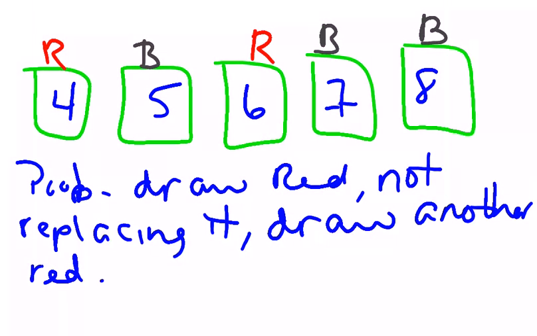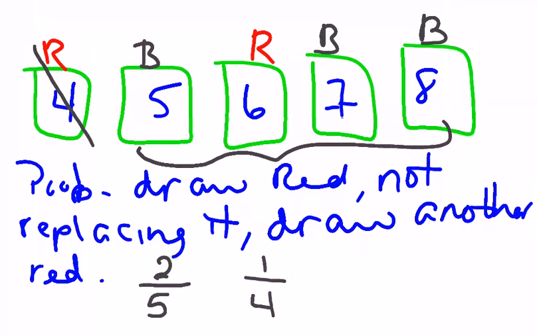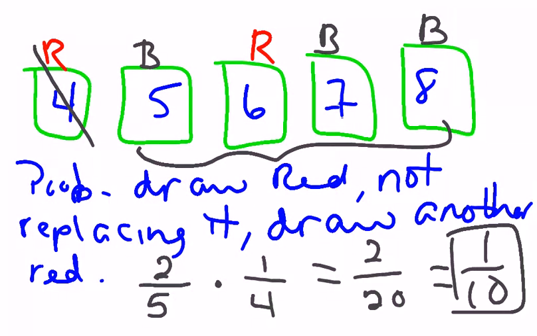Okay, so I draw a red card. So there's 2 chances out of 5 to draw a red card the first time. But now we've eliminated one of them. So if I eliminate one of them, now there's only 1 red card out of 4 total cards because I didn't replace that card back. And so the probability of drawing the second red card is 1/4. Now, to do that twice, then we multiply across, so we get 2 over 20, which is 1 out of 10. So there's 1/10 probability that I would draw a red card, not replace it, and draw another red card.